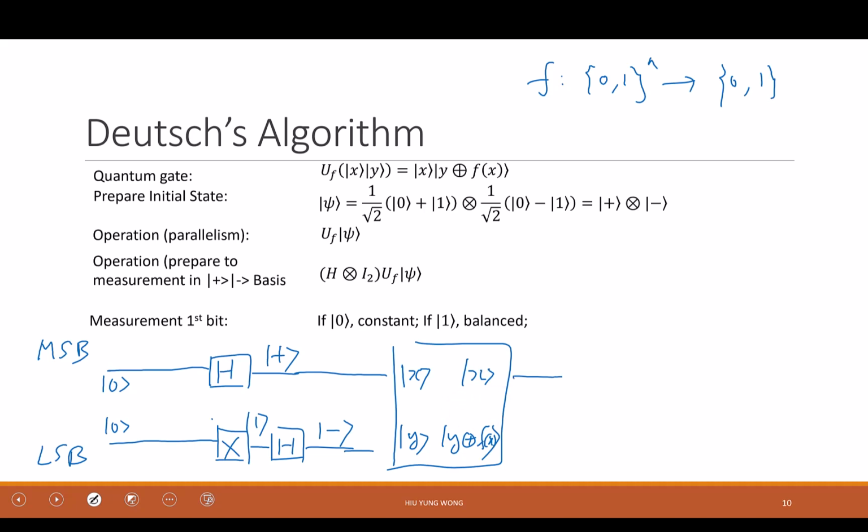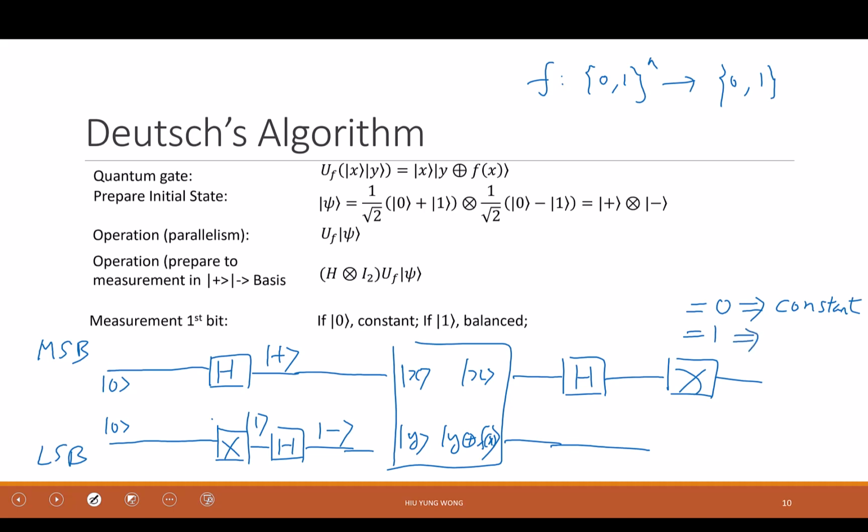Now, then I apply the Hadamard gate to the top, right? Before I do the measurement, and then I measure. The bottom, useless now. I said auxiliary bit, right? I don't need it now. Because if this is 0, then it means this is a constant function or a non-balanced function. If this is 1, then it means this is a balanced function.